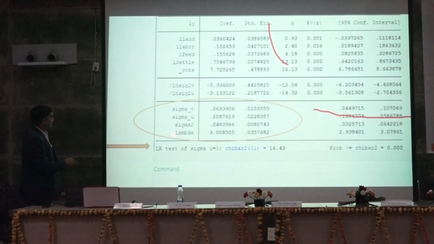And this lambda is the ratio of the variations. This lambda is the ratio of variance of the inefficiency term to the total variance. Total means variance due to residuals and due to the inefficiency term, sum of them, and then the inefficiency variance is divided by total, you will get the lambda value. Okay.